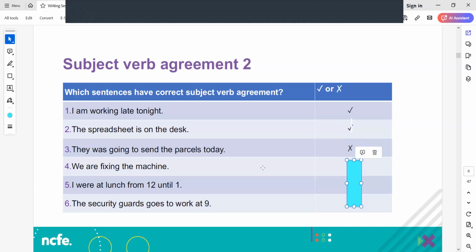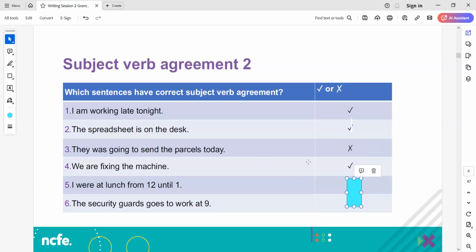We are fixing the machine. Is that correct? Yeah. I were at lunch from 12 until 1. No, it's wrong. So what should it be instead of I were? I was. Good.